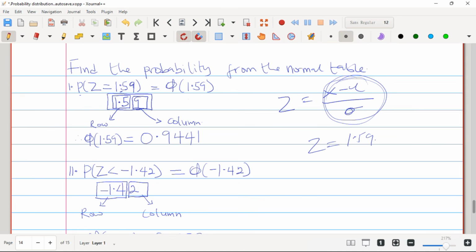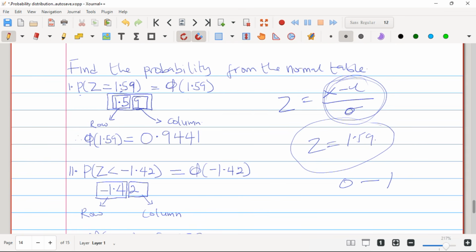1.59. And then he just wants us to find the probability for the z. And mind you, this 1.59 is not a probability. We know that probability lies between 0 and 1. So we have to just use our standard normal table to find our probability for 1.59. The probability that our z is equal to 1.59 can be written as phi of 1.59.